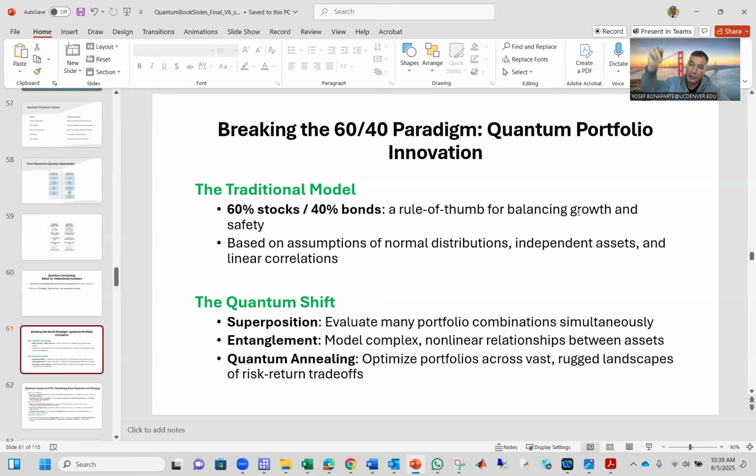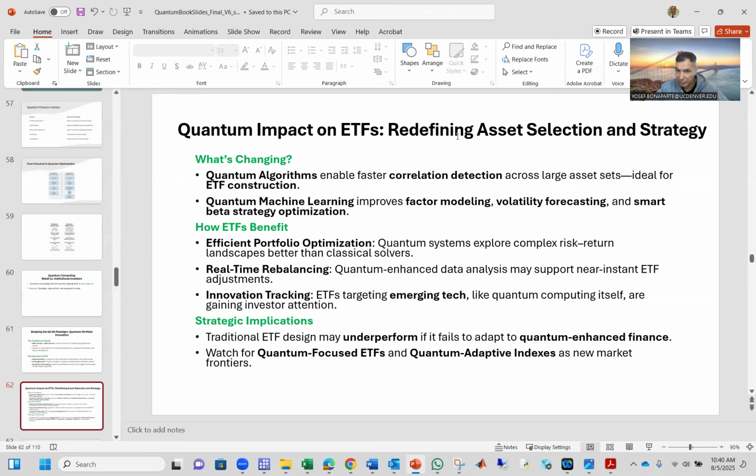You may go to 80-20 or 90-10, because the risk and uncertainty will be more measured, more learned about, and more insightful. Also, we're going to disrupt the ETF business. We're going to have different ETF types of models.